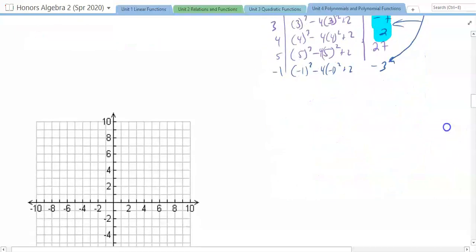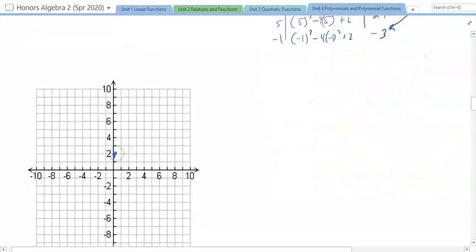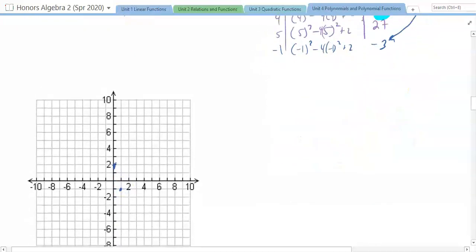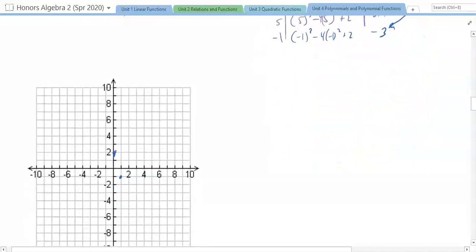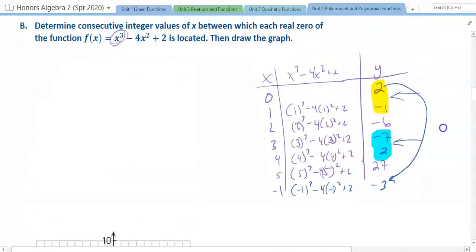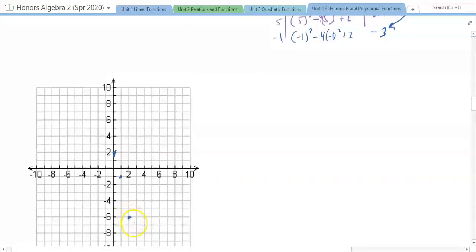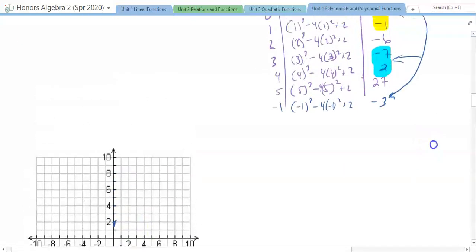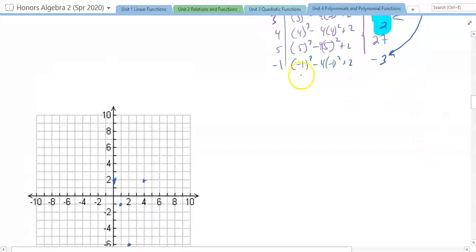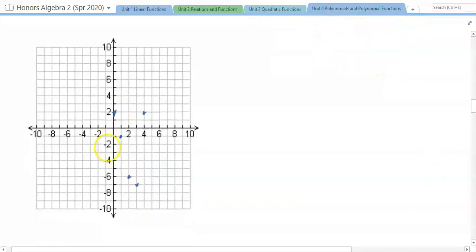And so graphing it up, again, we'll do the same thing. 0, 2, 1, negative 1, 2, negative 6, 3, negative 7, 4, 2, and then 5 is off the screen. And then at negative 1, we are at negative 3.